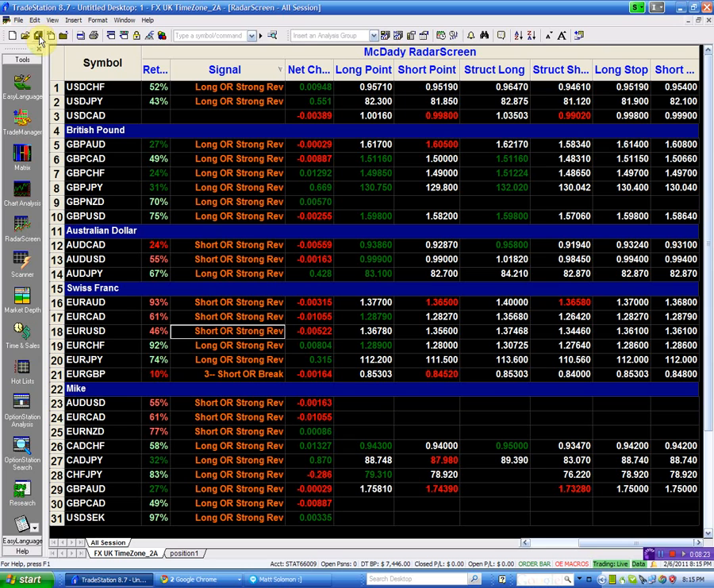I'm going to read it for you. We're going to be buyers above the 136.78, and if we do buy it, we're going to place our stop below the 136.10. My structure long to the upside is the 137.